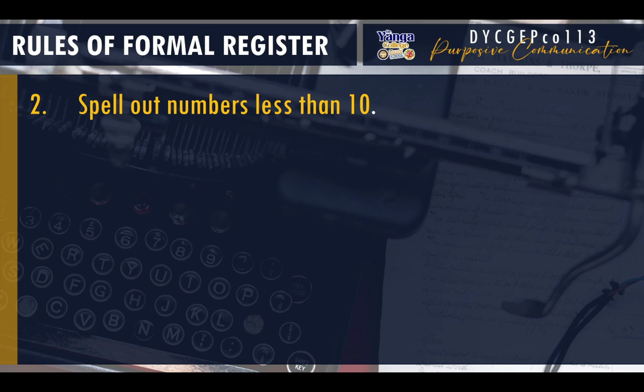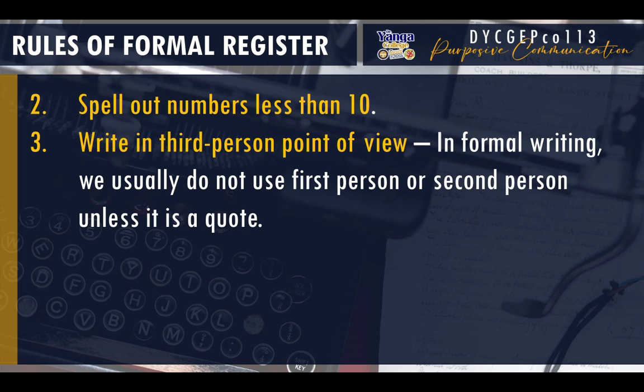So if you are going to cite a number from 0 to 9, you should spell it out. Okay? But if it's 10 and above, then you can write the numerical form. Third, write in third person point of view. In formal writing, we usually do not use first person or second person unless it is a quote.